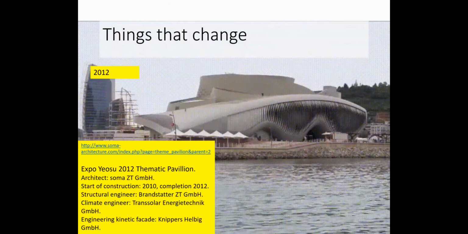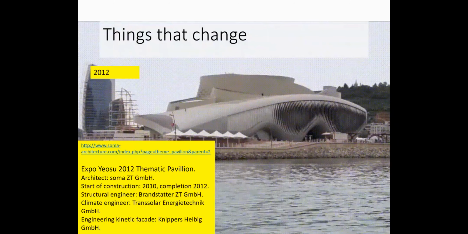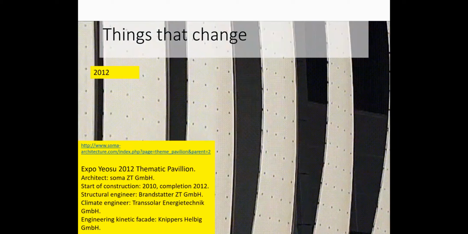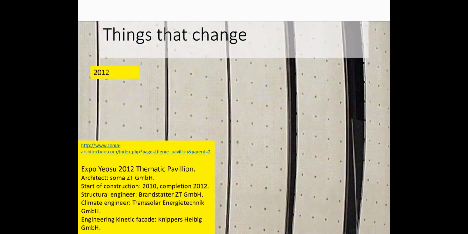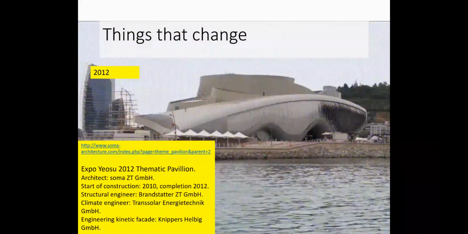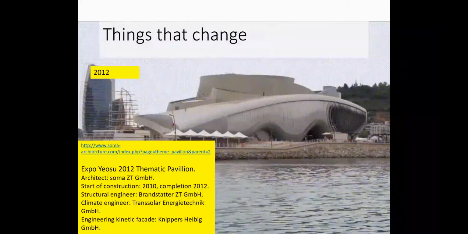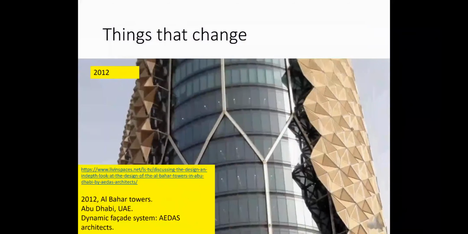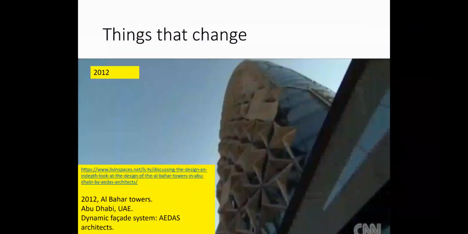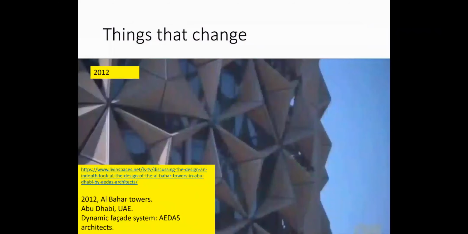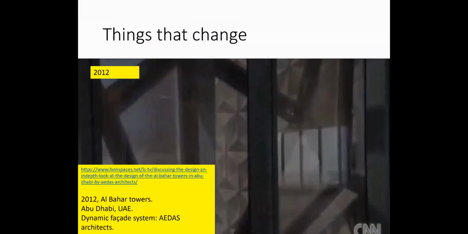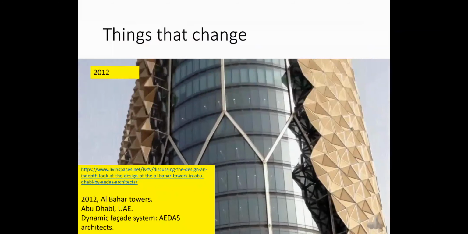Another very nice example is the Expo in Korea by Soma Architects, where they use a very elegant system of bending facade panels to create this opening, closing facade system that almost looks like a breathing organism. A well-known example from the past decade are the Al Bahar Towers in Abu Dhabi, where you have a truly highly dynamic changing facade. Again, it's a shading system that can react dynamically to the daily conditions.